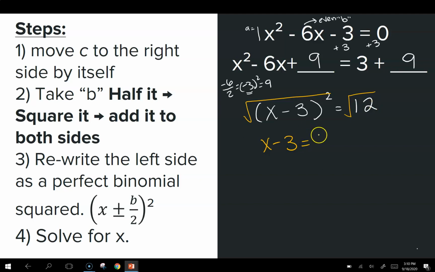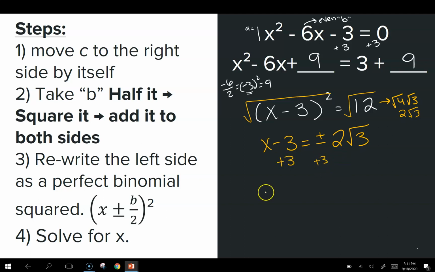On this side, we know we're going to have a positive and negative something, right? Because we took the square root of a number. 12 breaks apart to be 4 and 3. So that's going to be 2 square root of 3, because the square root of 4 is 2. We're almost done. Now we're going to add 3 to the other side.